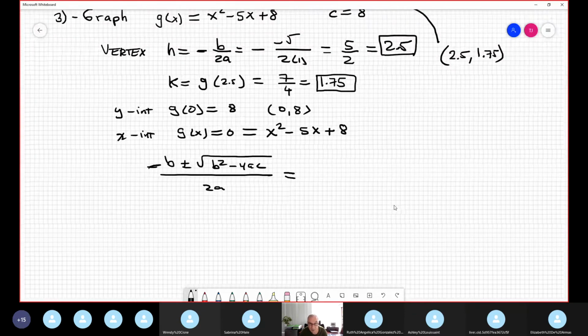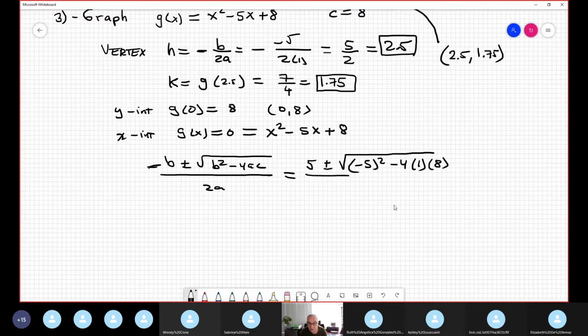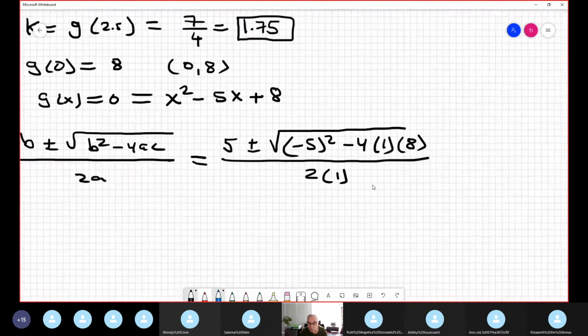Entonces, positive 5, plus or minus square root of -5 squared, que es b, minus 4 multiplication by 1, que es a, multiplication by c, que es 8, divided by 2 times 1. Okay, we focus now on the expression inside the radical. Let me zoom in. I focus on this.